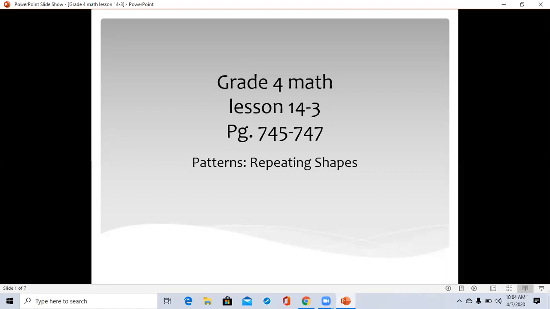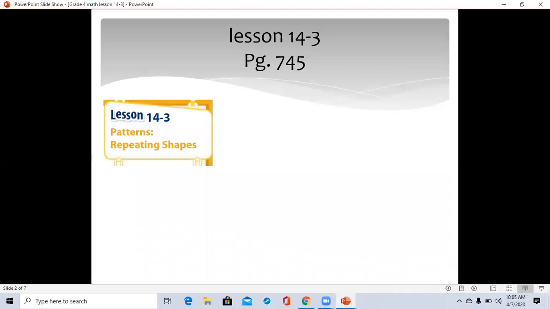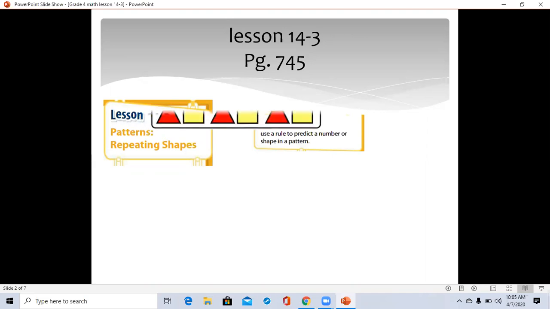Today we'll be looking at lesson number 14.3, found in your books on pages 745 to 747. Today's lesson 14.3 is about repeating shapes. At the end of this lesson, you'll be able to use a rule to predict a number or a shape pattern. Now, what are shape patterns?